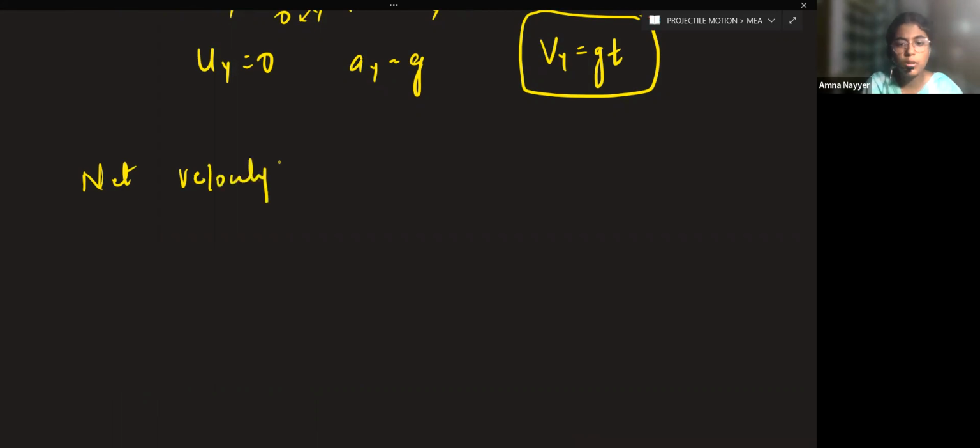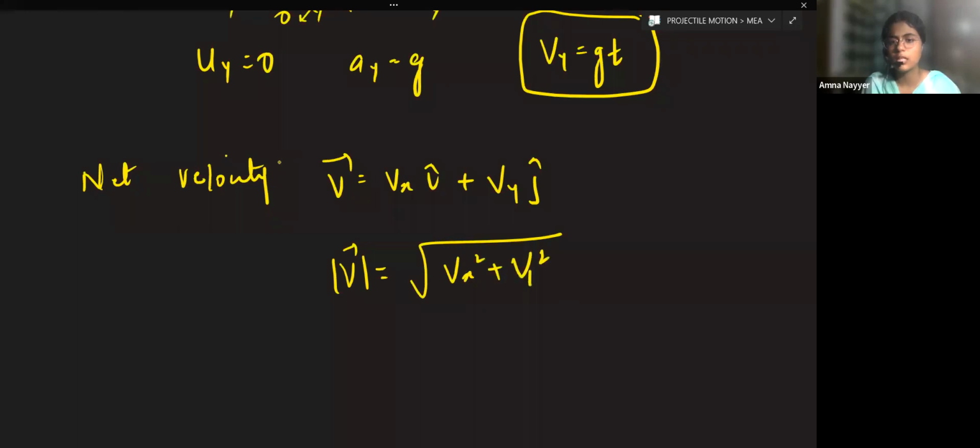If net velocity is asked, then you can write net velocity as Vx i cap plus Vy j cap in terms of this. Or you can simply use, if you want to find out the magnitude, you can put under root Vx square plus Vy square. So that here now your vectors play an important role.